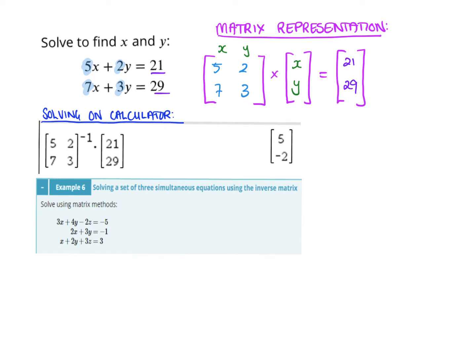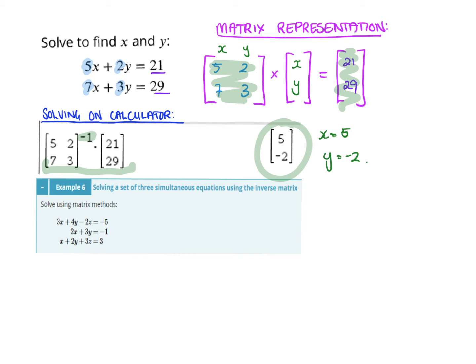So they might call it matrix representation, they might call it setup, whatever you want to call it. And we saw how we solve it. As I said, you just have to type this bit into your calculator. So you can see we're typing this matrix to the power of -1 and timesing it by that matrix, and then we get the answer. So really what this is telling us is that x equals 5 and y equals -2. So that's what we're trying to find, what x and y are with these two equations.